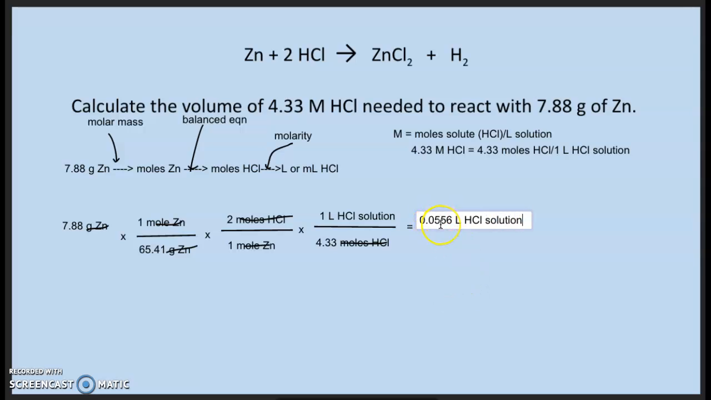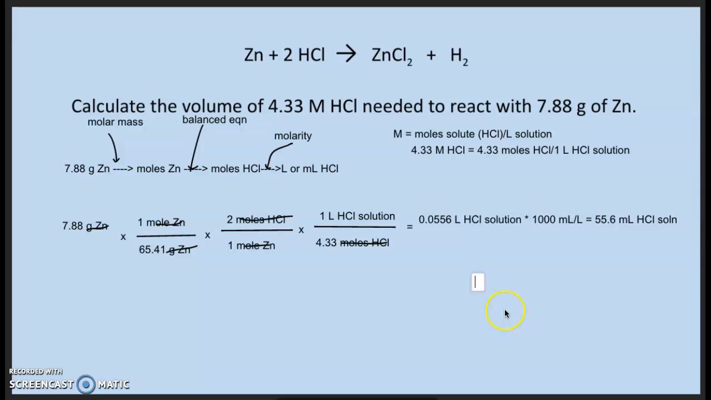Now, more often than not, we would probably view this as being kind of a smallish number. So converting it to milliliters is not that difficult. We would get 55.6 milliliters of HCl solution as a result. So depending upon what you need, sometimes this is enough. In our previous example, it was. Here it's a little bit small, so multiplying by 1,000 gives us a number that we can actually measure. And so we could take a graduated cylinder and measure 55.6 milliliters of that solution to get it to react with all of that zinc.